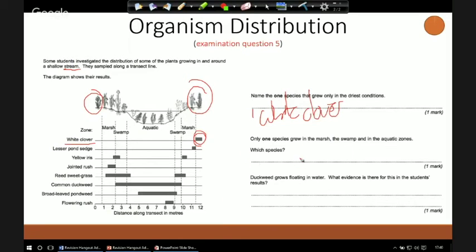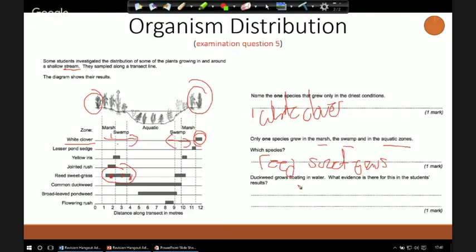Our second question: only one species grew in the marsh, the swamp, and the aquatic zone. What species is that? Well, we're looking at an organism that goes in all three areas. And the only one we find here will be the red sweet grass. It's in all three different zones. The common duckweed isn't. It's on both sides of the swamp, but they're both swamp. So this is our reed sweet grass. Oh, I can't spell.